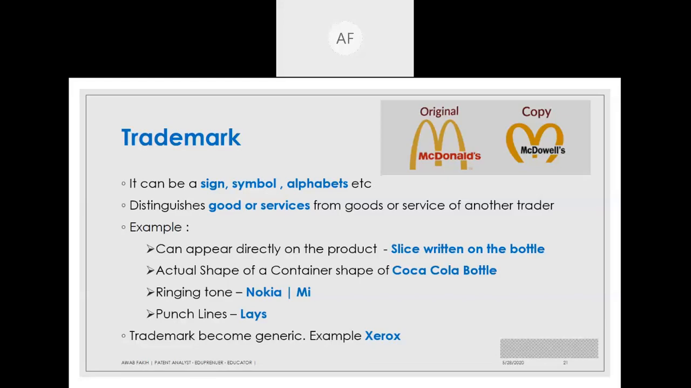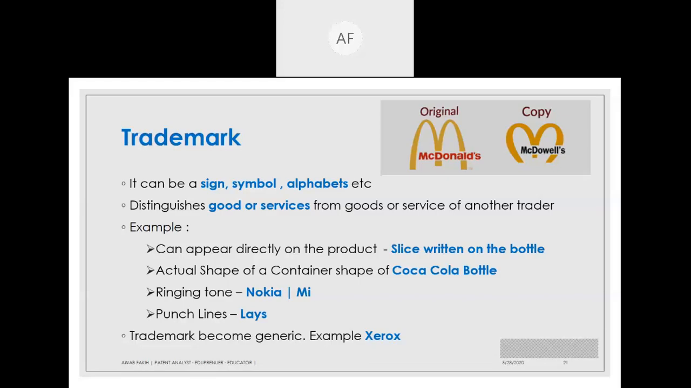A trademark has 45 different classes, my dear friends. Classes 1 to 35 are specially for companies dealing in the goods category. So they can register a trademark under the category from class 1 to 35.